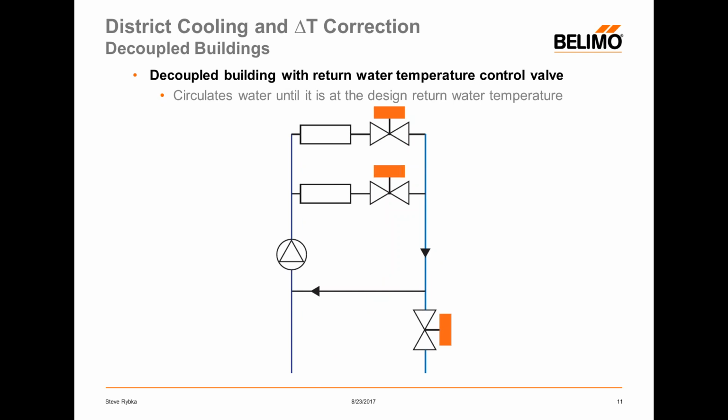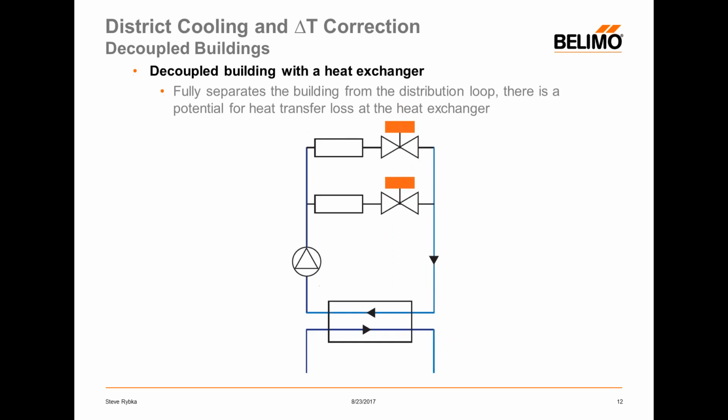Here what we're looking at is an example of a decoupled building with a return water temperature control valve. And we simply recirculate the water until it's at design return water temperature, and then we let the water exit the building. So this is a very, very simple setup as well.